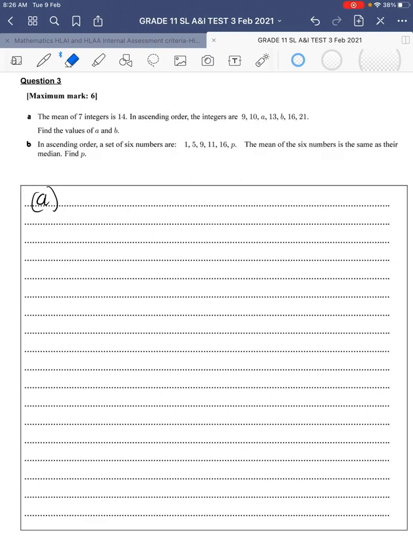Okay, so here's a question on data, mean, median, mode by the looks of it, things like that. And let's dive straight in. The mean of 7 integers is 14.